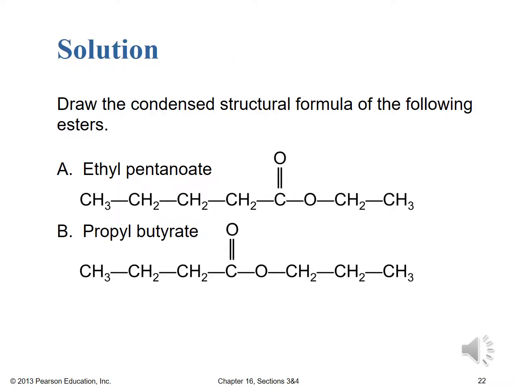Okay, there you have it. For A, it's an ethyl pentanoate, so we have a 2-carbon ethyl group after the oxygen of the ester, and we have a 5-carbon carboxylic acid portion that formed the pentanoate. So from the carbonyl, we have that counting as carbon 1, and then 4 additional carbons on the other side. For propyl butyrate, we have, again, a propyl group. So we have 3 carbons after the oxygen there that was formerly of the alcohol. And then we have a butyrate, so that's 4 carbons including the carbon of the carbonyl to give the condensed structural formula you see before you.